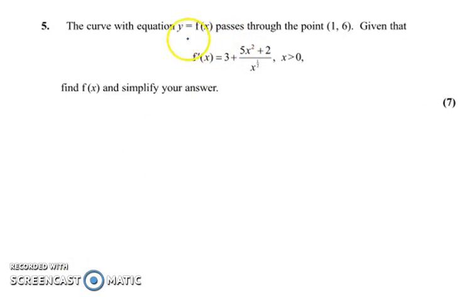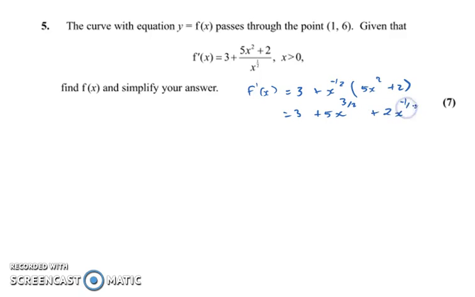Okay, moving on to question 5. We need to find f of x, and we're given f dash of x. So to go from a gradient to the actual function, we need to integrate it. Can't integrate it yet, we've got this x to the minus a half in the denominator. So writing it rationally, we end up with 3 add x to the minus a half multiplied by 5x squared add 2, which is 3 add 5x to the 3 over 2, add 2x to the minus 1 over 2.